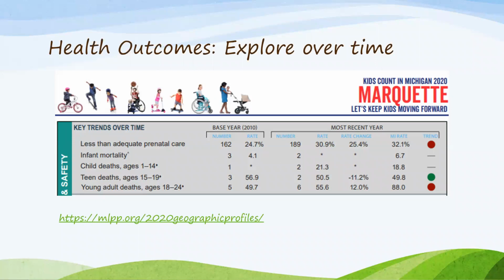This example from Marquette County illustrates that while moms in Marquette County are less likely than moms in Michigan to have less than adequate prenatal care, the percent of moms with less than adequate prenatal care has climbed substantially since 2010. The change over time raises a flag that would not be apparent by just comparing Marquette to the state average.